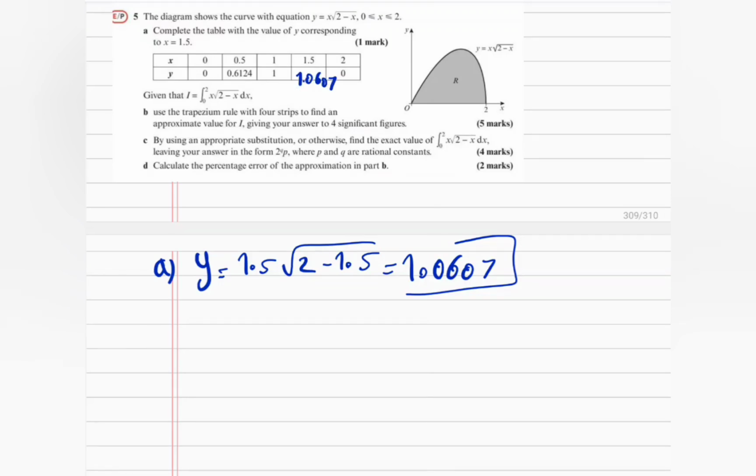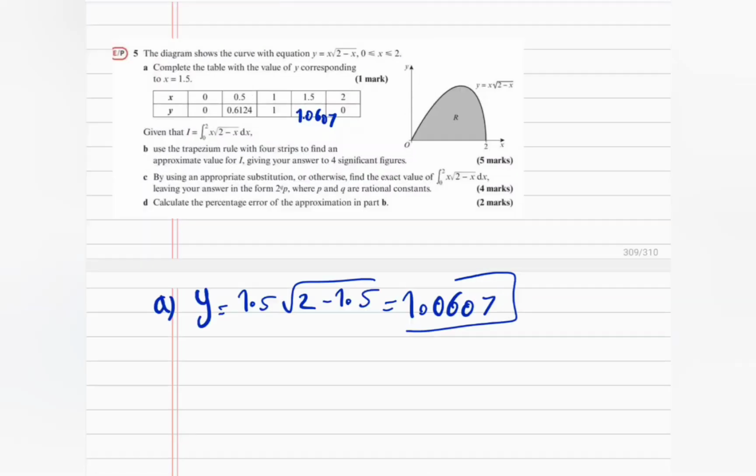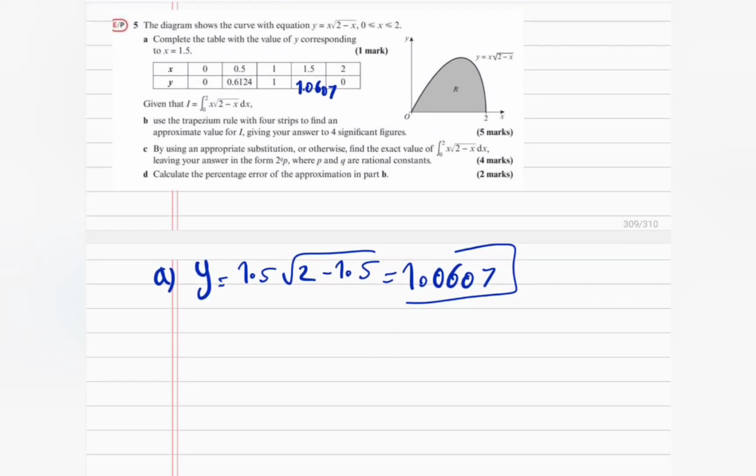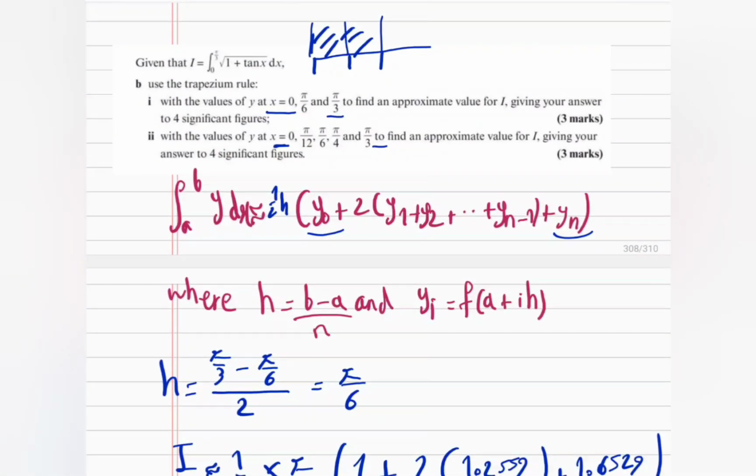Now we're given that I is equal to this integral, and in part B we want to use the trapezium rule with 4 strips to find an approximate value for I, and the answer is in 4 significant figures. As always, whenever we want to use the trapezium rule, we first find the value of h, which is b minus a over n. In this case, b is the upper limit and a is the lower limit, divided by the number of strips, which is 4. So we get a half, and then we plug the values into the formula.